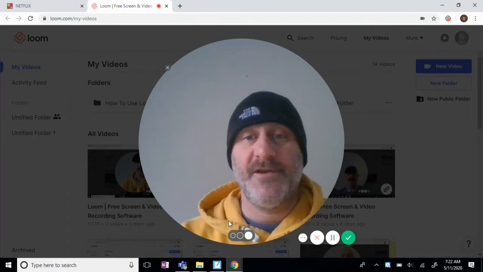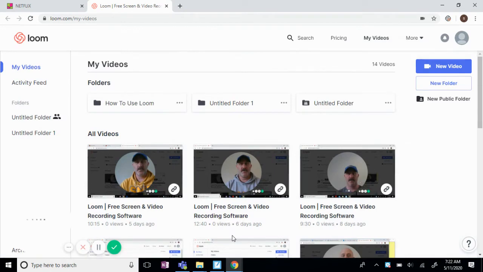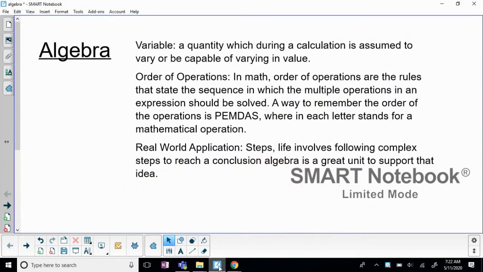Today, we're going to start a new unit in math, and that new unit is algebra. So, a couple of key concepts for algebra. The first one is the idea of variables. So what is a variable? A variable is a quantity which during a calculation is assumed to vary or be capable of varying in value. Now, this is a fancy way of saying that we're going to start adding, subtracting, multiplying, dividing with letters. They're going to be part of the equation now. So that's what's going to be our variable. And I'll show you what I mean by that in just a minute.